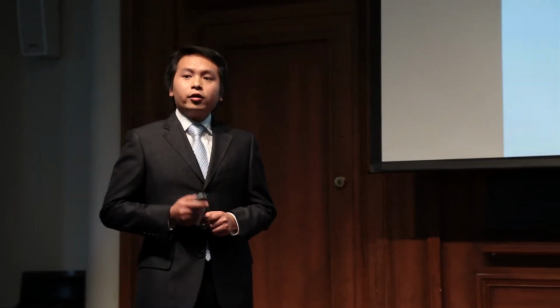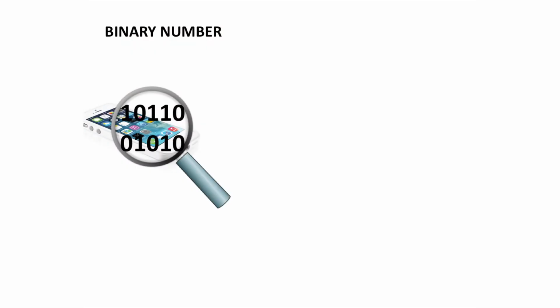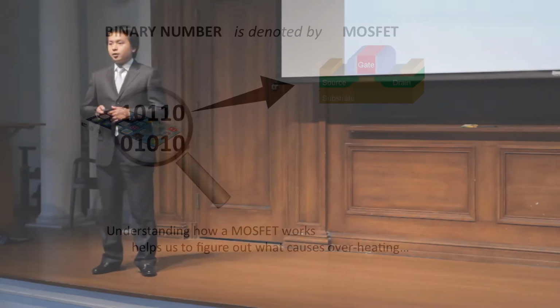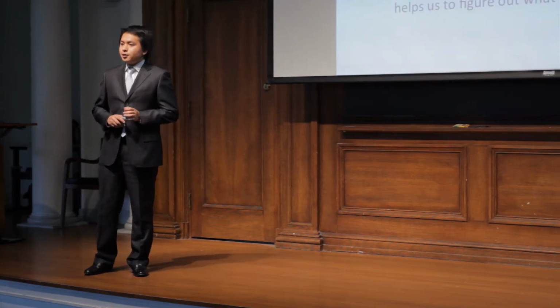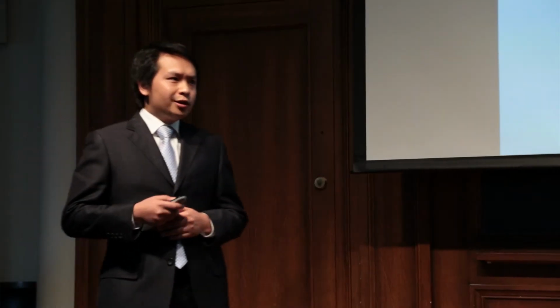Inside the phone, all the information and the data are stored as binary numbers, namely a bunch of zeros and ones. Physically, these zeros and ones are represented by MOSFETs, which are based on silicon. There are billions of MOSFETs in one phone. Understanding how one MOSFET works helps us to understand what is causing the overheating problem and probably figure out how to fix it.